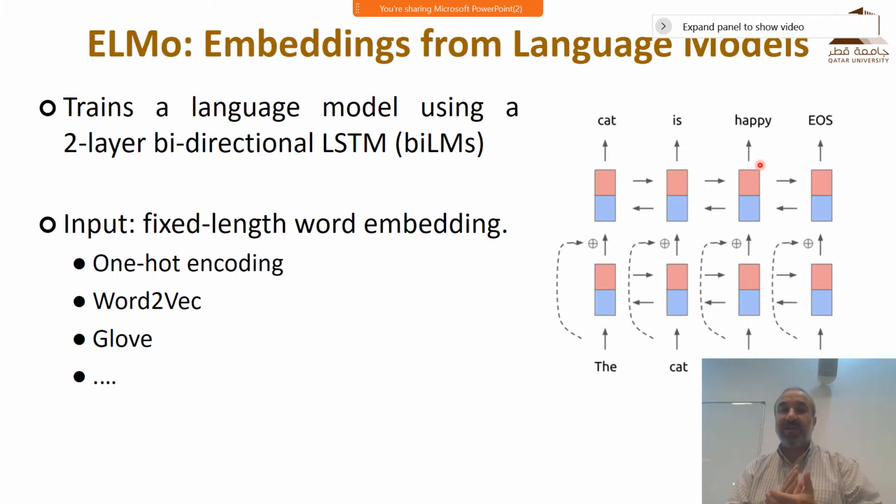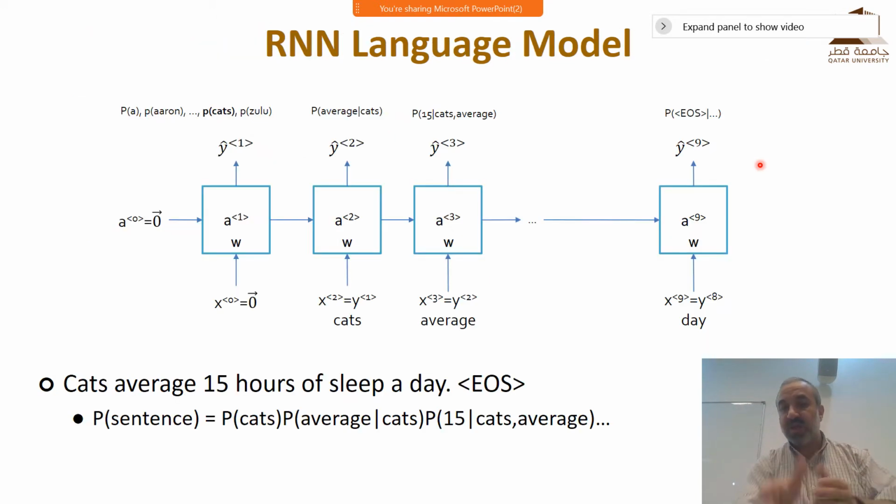Okay. Then now let's talk about ELMo, which stands for Embeddings from Language Models. This is an extension of the previous idea, but here instead of having just one RNN layer, we have two, and we also have two RNNs, one to take the sentence from the left and the other from the right. So that we can have the context from both sides, not only the previous words, but I will also see the next words, so that I can really learn from both sides.